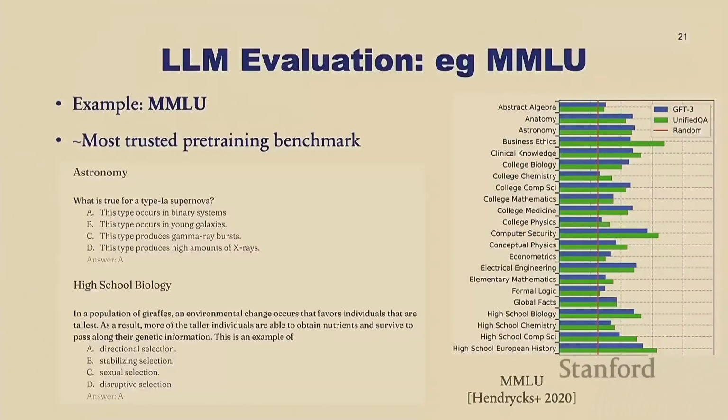To give you a specific example, MMLU is probably the most common academic benchmark for LLMs. This is just a collection of many questions and answers in many domains, for example college medicine, college physics, astronomy, and these types of topics. The questions are things like, this one is in astronomy, what is true for type 1a supernova? Then you give 4 different potential answers, and you just ask the model which one is more likely.